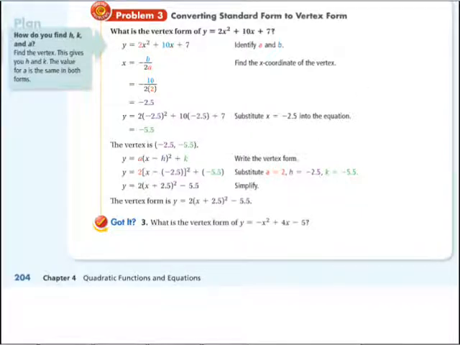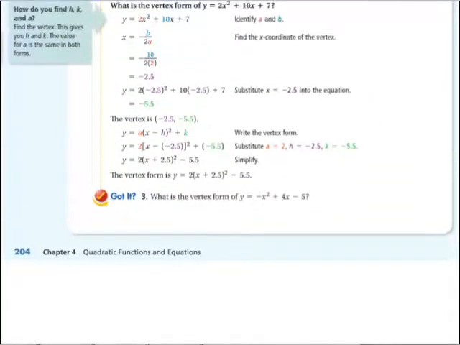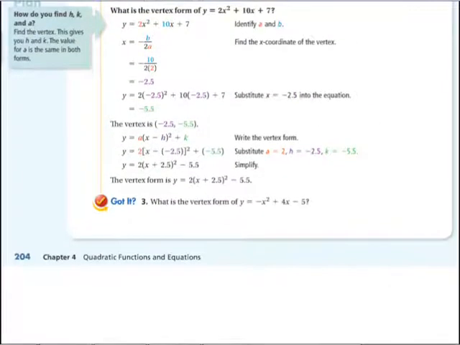So if we take a look here, and this is just algebra, follow the steps. I'll leave this up so we can see, and we can do this one together. Remember, the form that we're looking for is y equals a times x minus h squared plus k. So the big thing we need is the vertex. So let's find the vertex. x equals negative b over 2a.